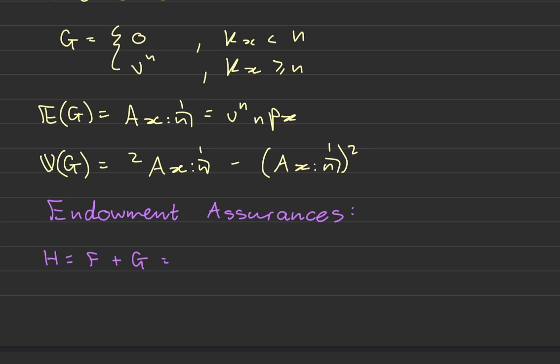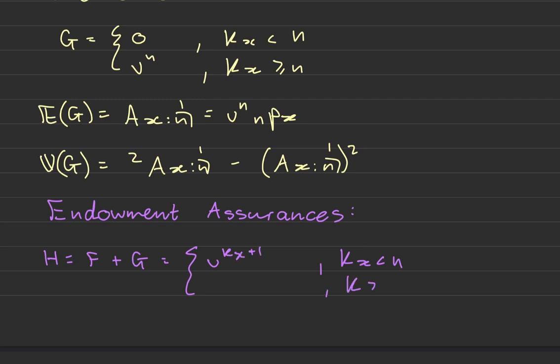So this pays when the person dies within n years at the end of the year of death, or it pays if they survive until the end of the n years, until the end of the contract. So this equals, when kx is less than n, v to the kx plus 1.